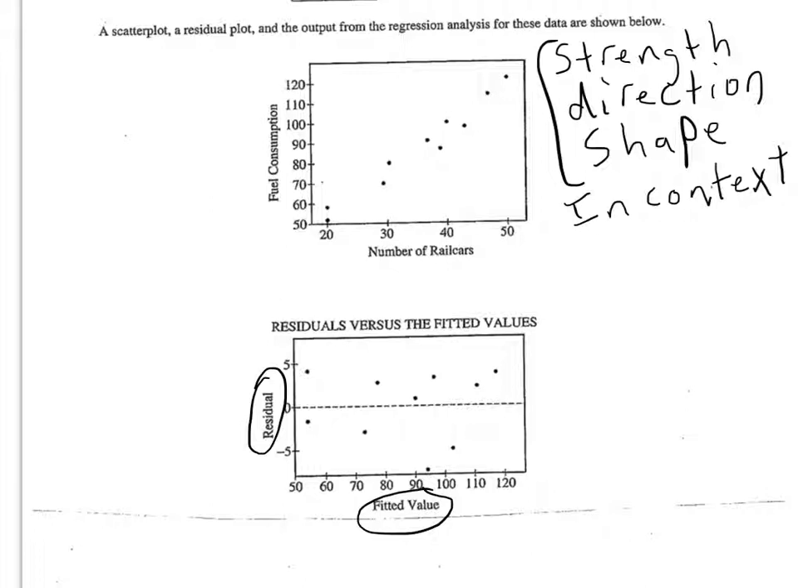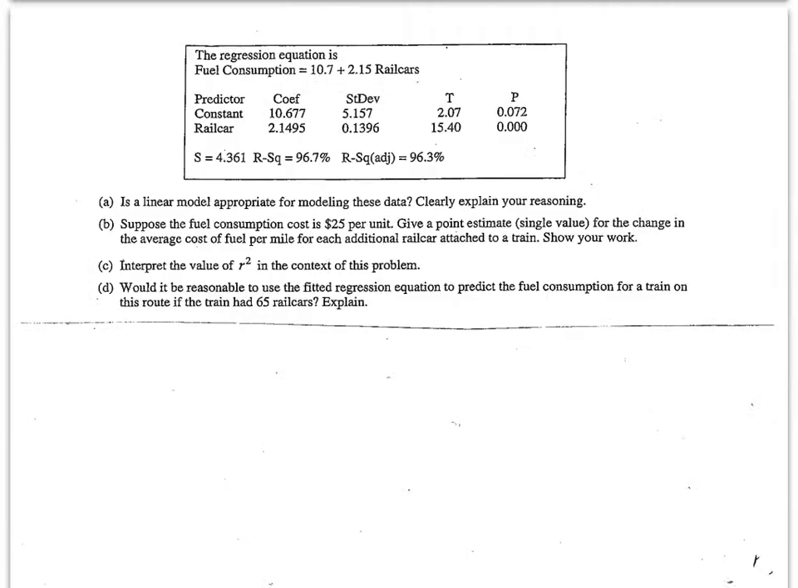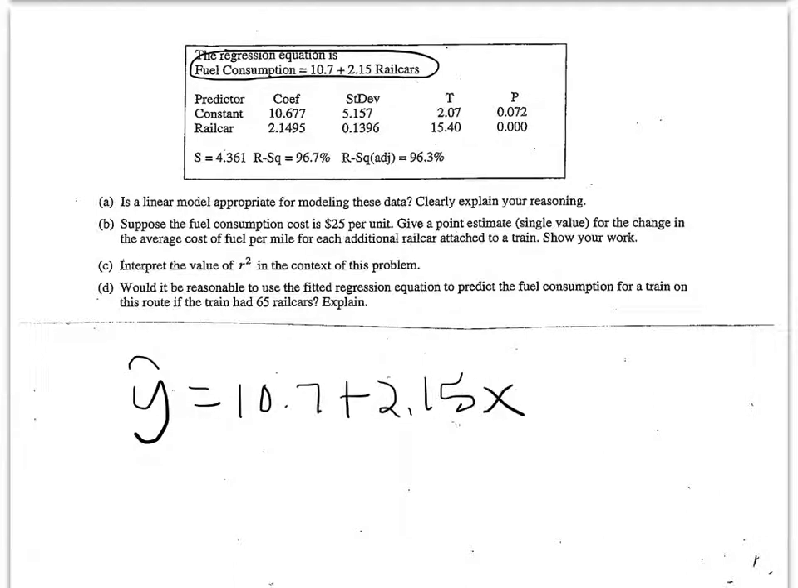So now let's go on to the next page and look at what we've been given in terms of data. Now we've got this great chart which has all the key information. Notice the regression equation is given to us right here: fuel consumption equals 10.7 plus 2.15 rail cars. I might write that as y hat equals 10.7 plus 2.15x, where x is the number of rail cars and y hat is the predicted fuel consumption in units per mile for a given number of rail cars. So I've got that regression equation, and now I've got all this great stuff in the table.